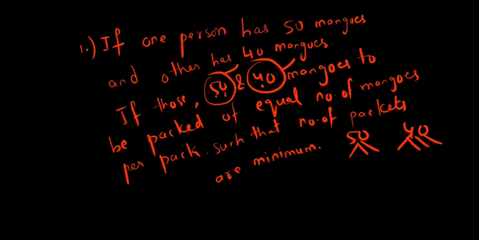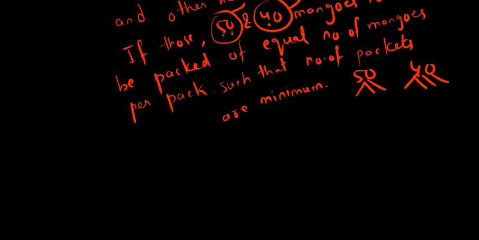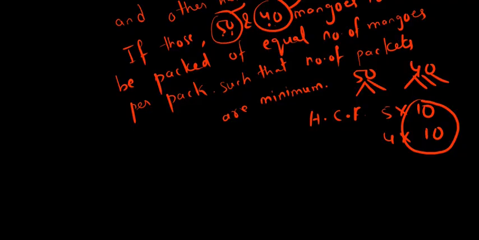HCF. What does the highest common factor find? Common factor. 50 can be written as 5 into 10, and 40 can be written as 4 into 10. Here the highest common factor is 10; more than 10, we cannot find a common factor. So 10 gives 5 packets and here 4 packets, a total of 9 packets, which is the minimum.